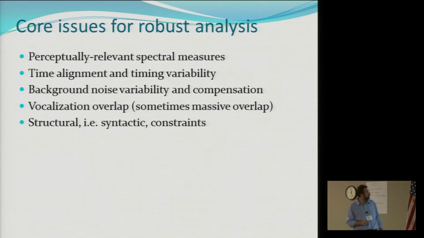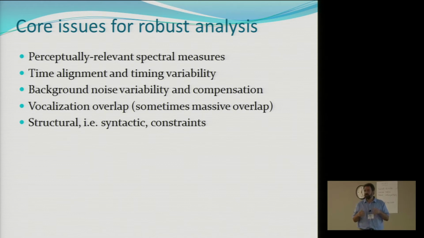So if we want to make a robust analysis framework that would apply across a wide range of different kinds of species, I think there are some core issues we need to think about. The first is perceptually relevant spectral measures. How are we characterizing the sound? It should not be the same for every species. We should not think about the sound as if it was human sound. Looking at it in the same spectrogram with the same window sizes and the same frequency resolution is not a good choice. So we need to think about what the perceptually relevant measures are.